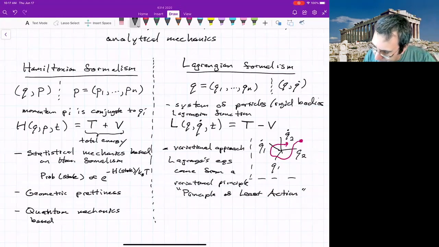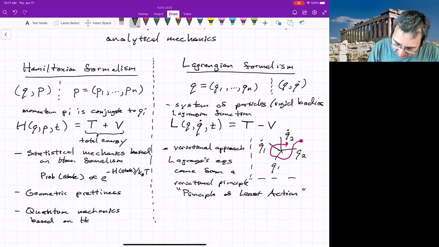You can't, well, that's kind of a bold statement, but I'm going to say you can't do quantum mechanics with the Lagrangian stuff. So in some sense, momenta really are fundamental, and time rates of change of a variable are not. And I don't know why that is, but it just kind of is. So quantum mechanics is based on the Hamiltonian formalism.